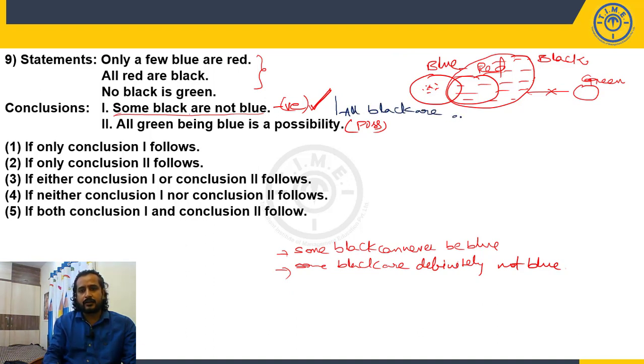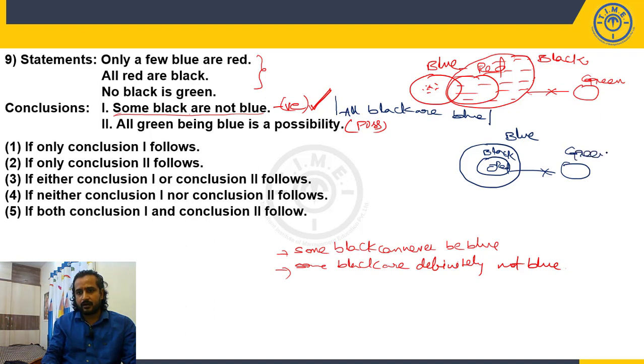Can you draw the alternate diagram for this? All black are blue, so all black should be inside the blue. This is what we are trying to prove. Now let's go ahead with the remaining statements. Only a few blue are red. All red are black, so all red should be inside the black. No black is green. So without violating the statements, are we able to draw the successful diagram or not? Cross check it. These two are okay.